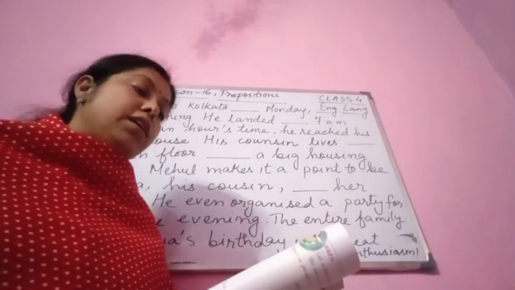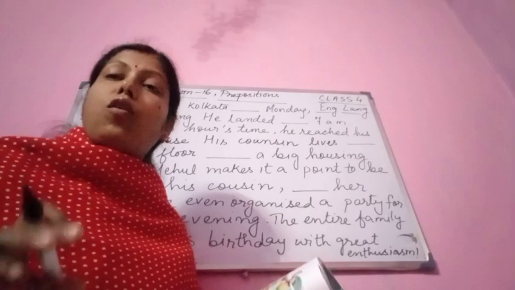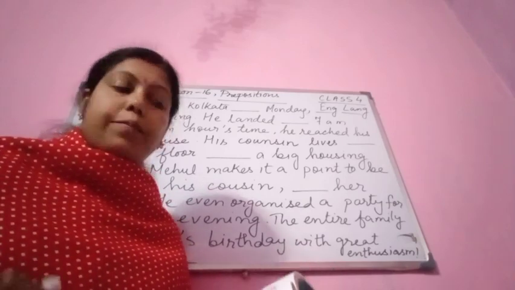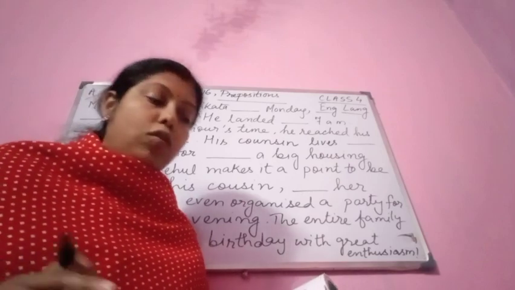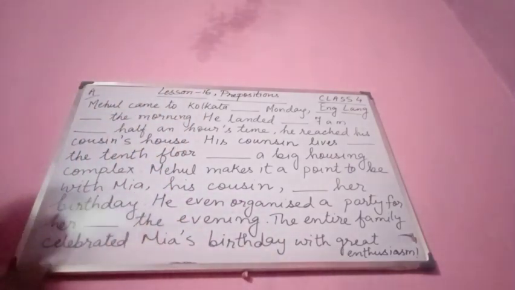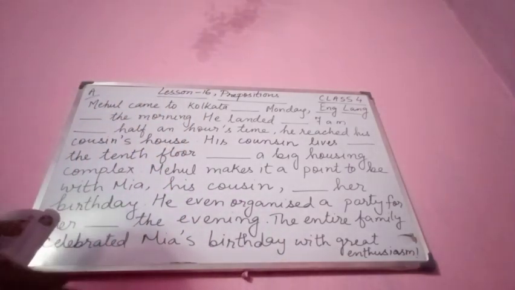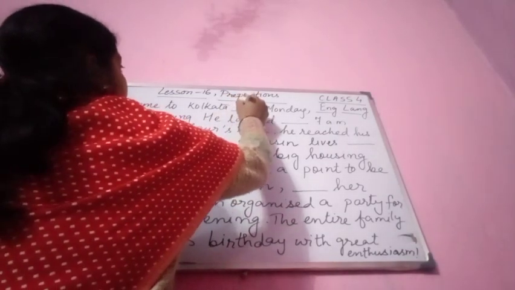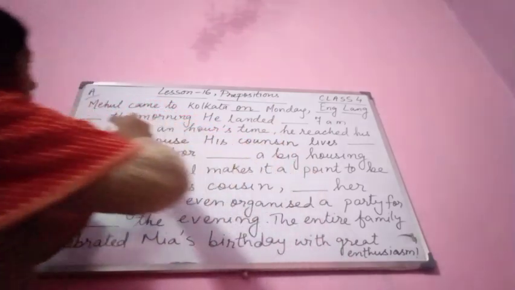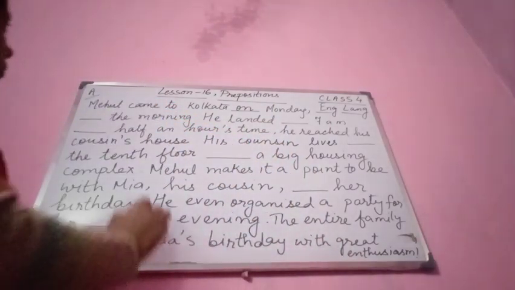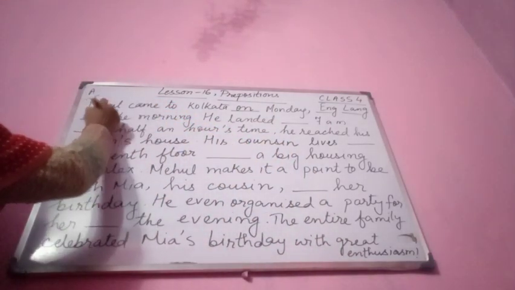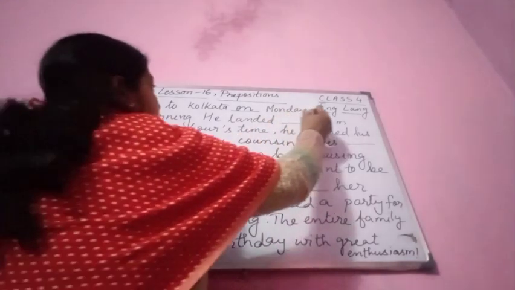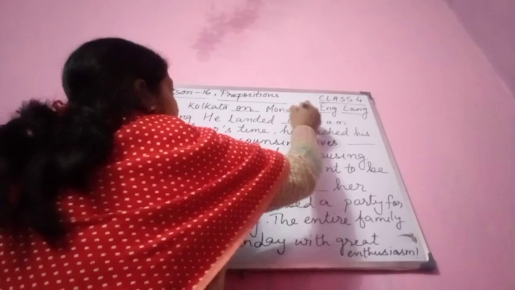Okay, now you see here, fill in the blanks using at, on or in. We have to use the preposition at, on or in. Okay, so you see here, exercise A, please see everyone. Mehul came to Kolkata on Monday. When did he come? On Monday, okay? Mehul came to Kolkata on Monday in the morning. When did he come? In the morning, okay? He landed at 7 a.m. because see here, time is there, 7 a.m.